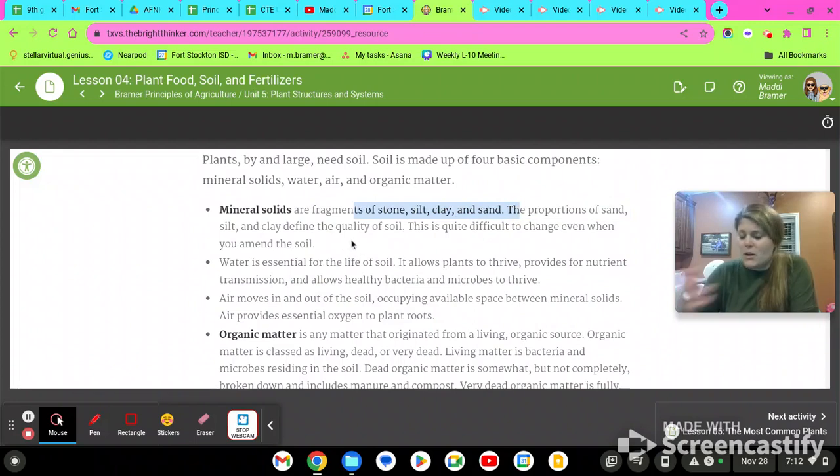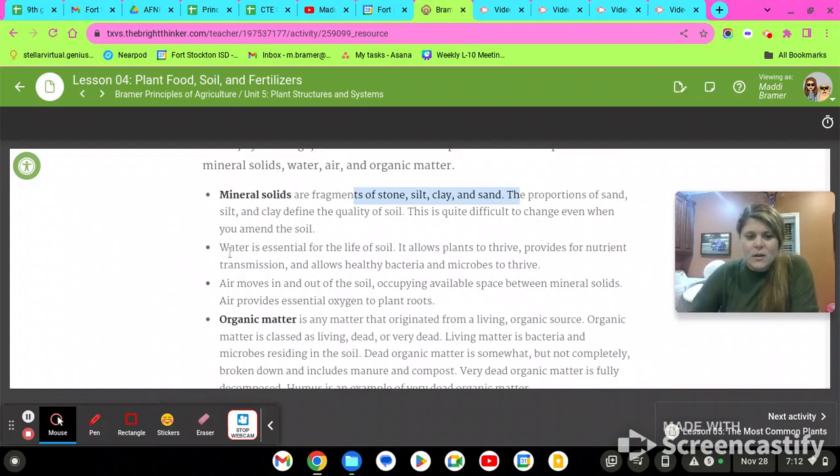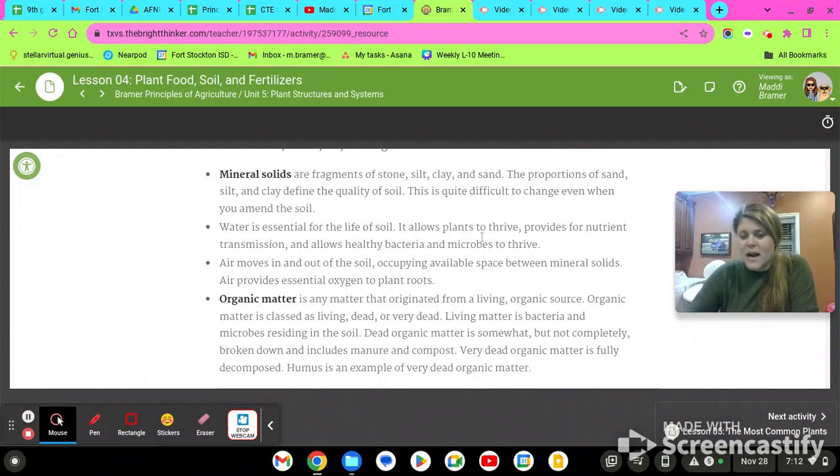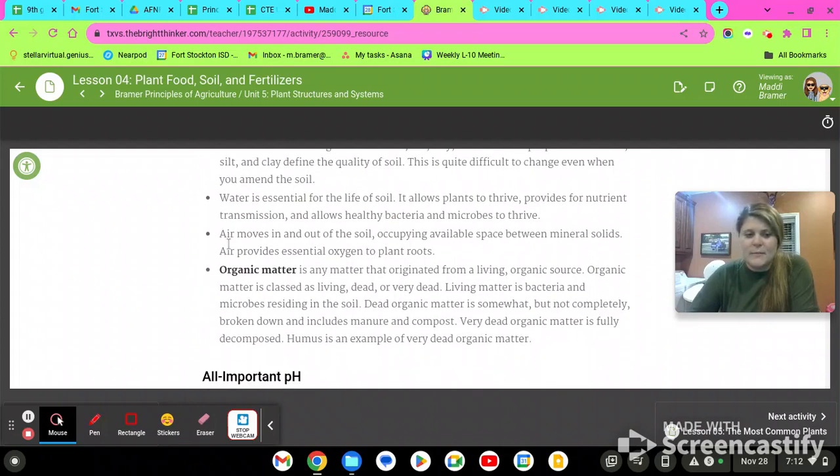There's people, you can go to college and become a soil scientist, just studying the different types of soil, knowing what's going to grow better in what soil, how to test different soil. Water is essential for the life of soil. They can't live in something that's super dry. No bacteria or microbes are going to live in it.